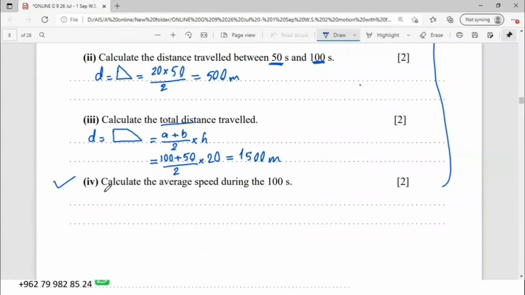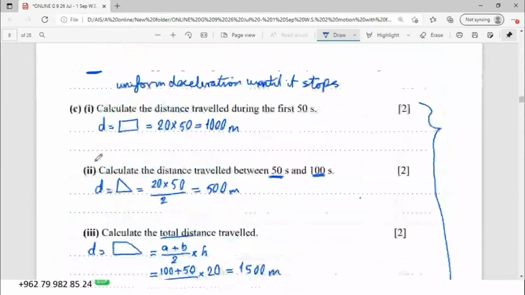What were we saying? Calculate the average speed. We know that the average speed is equal to the total distance divided by the total time. What is the total distance? We just found it, which is 1500 divided by the whole time, which is 100. And the answer, as you told me, is 15 meters per second. Thank you. 15 meters per second.